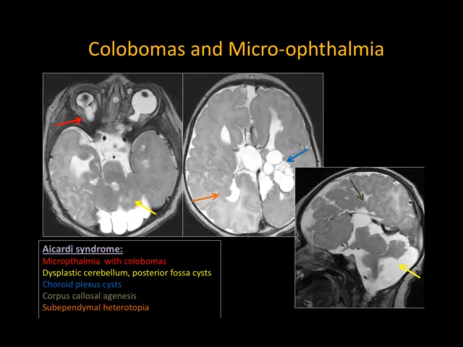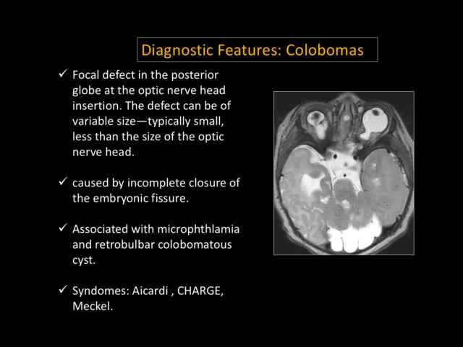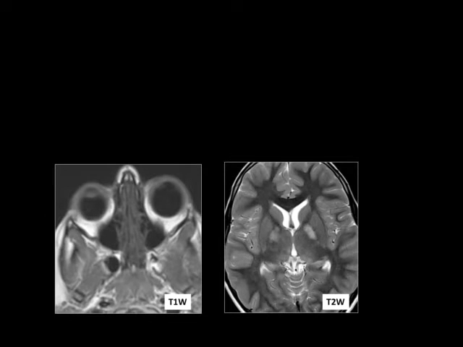So this is colobomas with microphthalmia. So what is coloboma? It's a focal defect in the posterior globe at the optic nerve head insertion. The defect can be small or big, and it can be associated with retrobulbar colobomatous cysts. Common syndromes with this are Aicardi, CHARGE, and Meckel. Aicardi because the choroid plexus cysts are common, the cerebellum is dysplastic, and there is associated heterotopia.